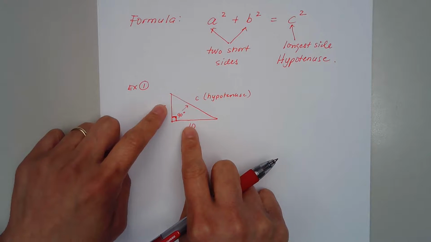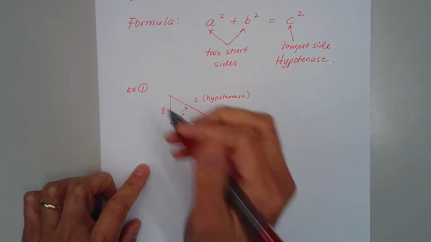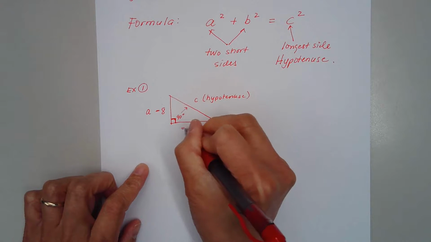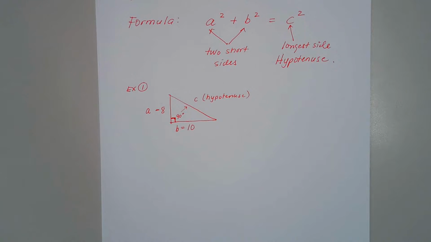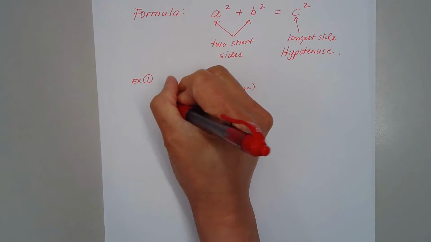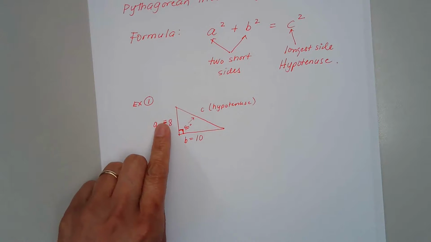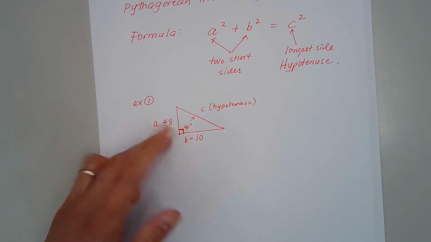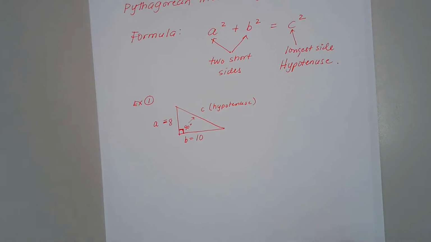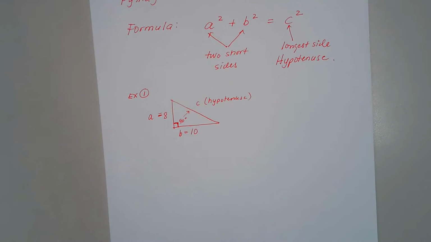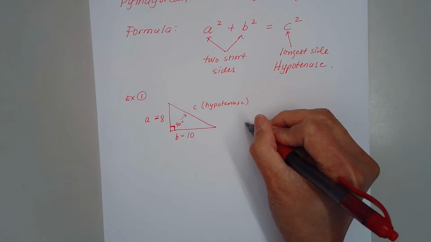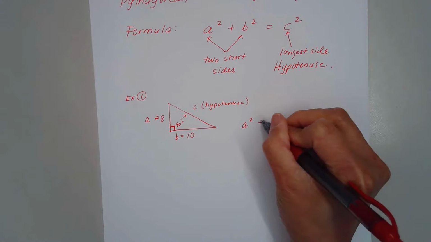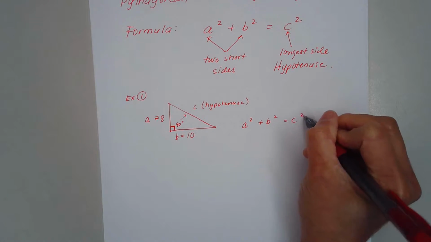Now these two are the two short sides. We're going to call them A and B. And it's okay for A and B to be switched around. There's no problem if we call this A and this B, or if we switch those two around. So what we're going to do is use our formula to figure out the C. First write down the formula. A squared plus B squared equals C squared.